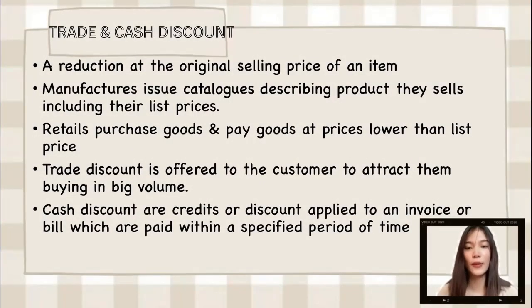Trade and cash discount is a reduction of the original selling price of an item. Secondly, manufacturers issue catalogs describing the products they sell, including their list prices. Thirdly, retailers purchase goods and pay at a price lower than the list price. Trade discount is offered to the customer to attract them to buy in big volume. Lastly, cash discounts are credits or discounts applied to an invoice or bill which is paid within a specified period of time.